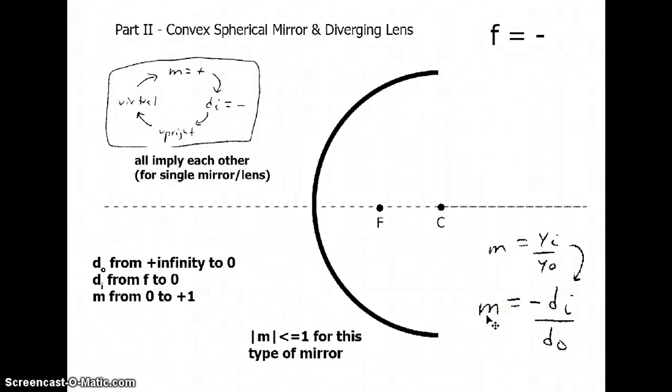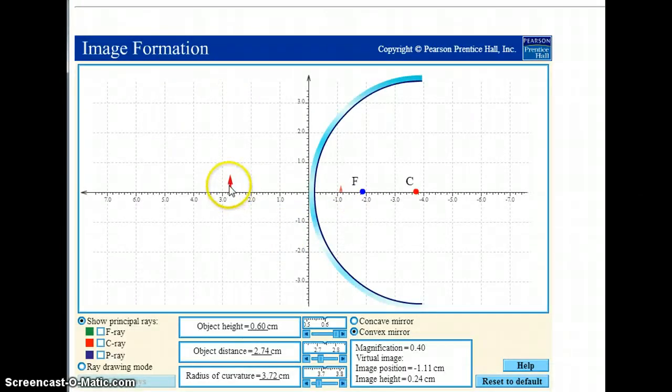I guess I can also mention, you might be wondering about this minus sign. Well, remember di itself is negative in this case, so the negative times a negative does give me a positive, so the magnification is positive. So the di being negative does imply that the magnification is positive. So we have that the object is moving in toward the mirror and the image is moving from the focus toward the mirror as well.